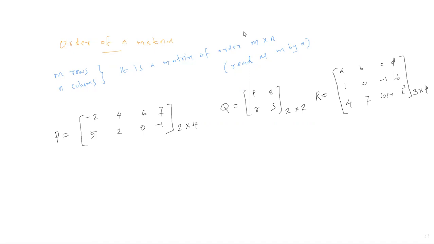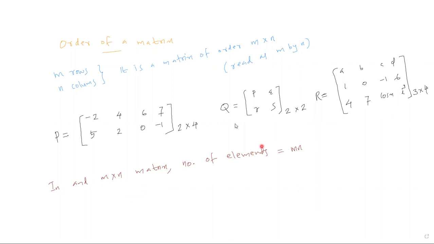Now, in an m by n matrix, what will be the number of elements? Tell me how many elements there can be in order m by n. It will be m into n. Look, 2 by 4, 2 into 4, 8 elements: 1, 2, 3, 4, 5, 6, 7, 8 elements. Here, 1, 2, 3, 4 elements, 2 into 2 is 4. Here 1, 2, 3, up to 12 elements, 3 into 4, 12 elements. So in an m by n matrix, the number of elements is m into n.